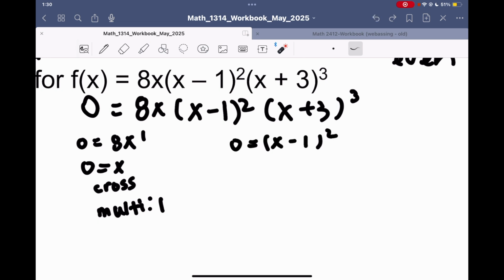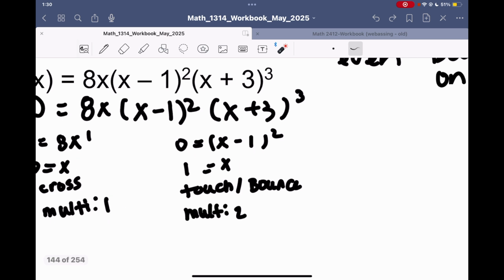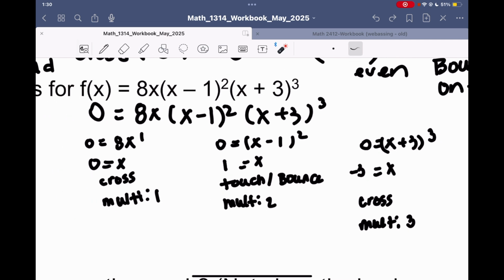For the second factor, 0 equals x minus 2. When you're solving for x, it's just x equals 2. Your multiplicity is 2, which means it's going to touch or bounce on the x-axis. And then for the last term, the x plus 3 to the third, this is 0 equals x plus 3 to the third, x equals negative 3. Then it's going to cross the x-axis, with a multiplicity of 3. Because, again, remember this is odd, which is cross, and this is also odd, right? Both of these are odd. And the even multiplicity is going to bounce on the x-axis.